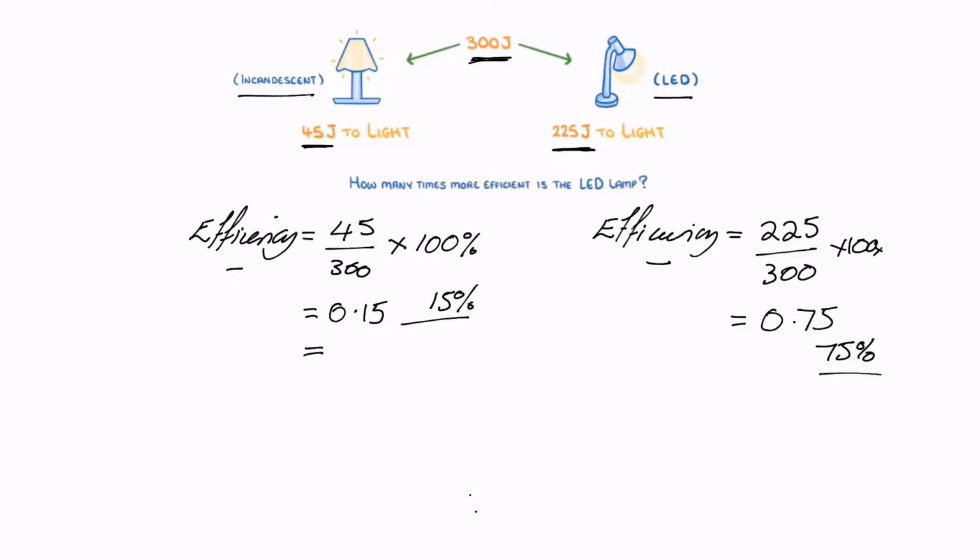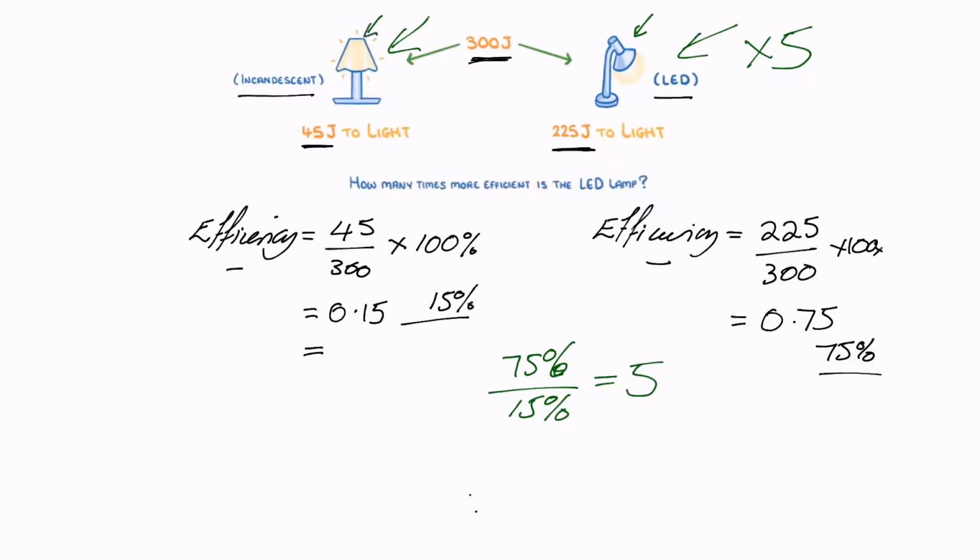Okay, so this is where people lose marks in exams, because what they have a tendency to do is stop. But it's actually asking me how many times more efficient is the LED lamp. So I need to take my 75% and divide it by my 15%. And that gives me the answer of 5. Okay, so this one is 5 times the efficiency of this one, which means for each joule put into this lamp, you will get 5 times more energy as light than you would in this lamp.